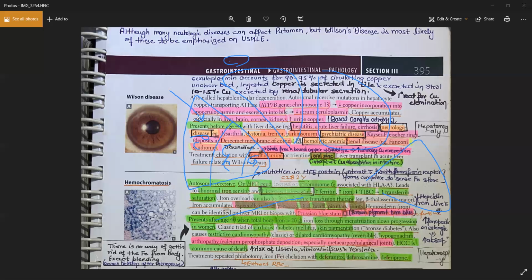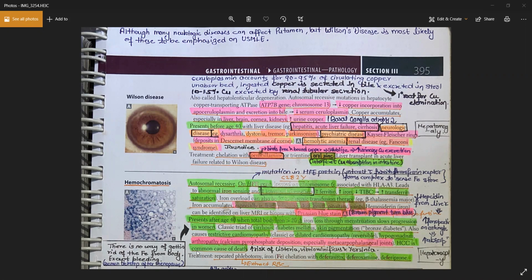Step one sometimes also gives you a CT or MRI of the patient's brain, and they will ask you where the copper specifically deposits in the brain. They will mark some options A, B, C or D, and you need to choose the putamen from these options. So do remember where the putamen is and where the copper deposits in the brain. That would be it about Wilson's disease.